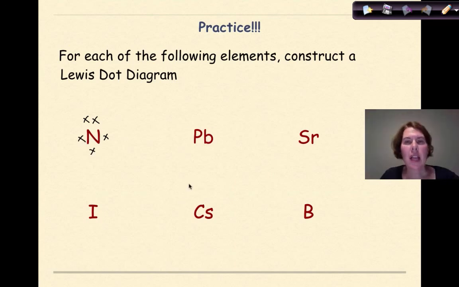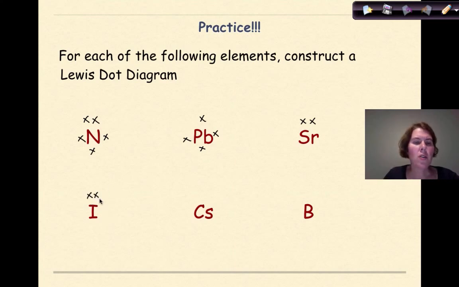Lead is in group 14, so 1 on each side. 1, 2, 3, 4. Strontium's in group 2. I'm going to put 2 valence electrons next to each other. 1, 2. Iodine is in group 17, so it's going to have 7 valence electrons. 1, 2, 3, 4, 5, 6, 7. Cesium is in group 1, so that's just going to have 1 right there. And finally, boron is in group 13, so 1, 2, 3.